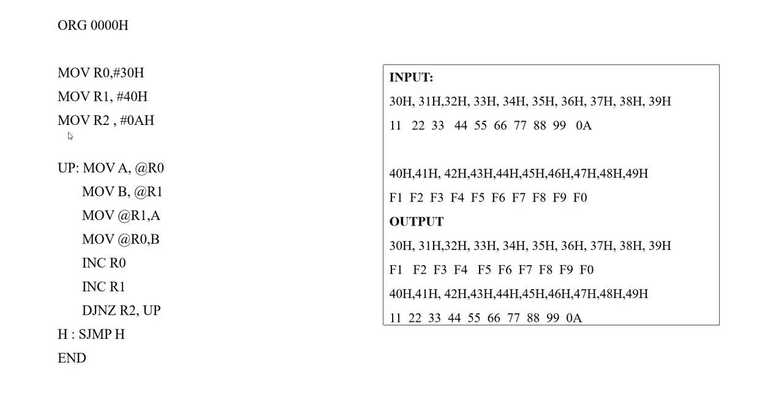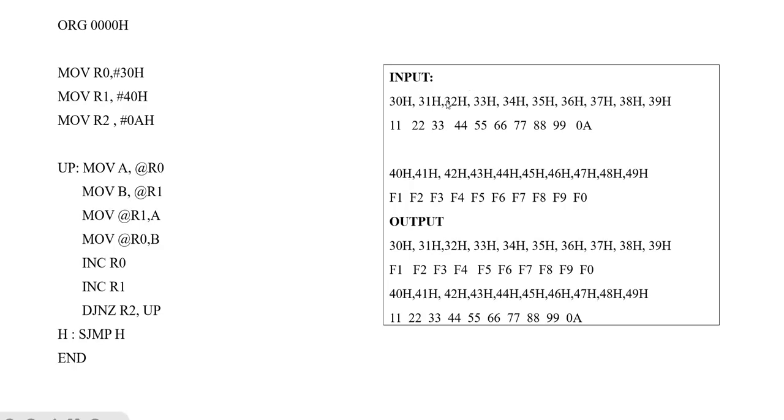Okay, so here we have set R2 to 0AH. So now one iteration has been completed. We have to complete the remaining 9 iterations. So until and unless this R2 becomes 0, this loop will continue to execute. Then H: SJMP H. This is the infinite loop to halt the program. Then you have END. This will end the program.